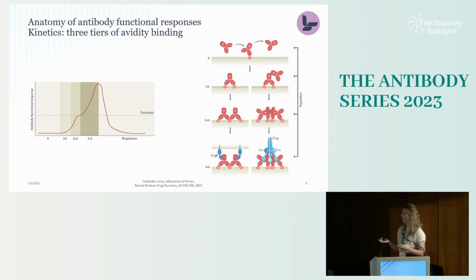And lastly, I'd like to highlight that really these interactions with immune effector molecules are really dependent on the density of the antibody's binding. So a certain density is required before you reach a threshold to trigger those effector functions, so to trigger third order avidity. And we can then individually manipulate those tiers to increase these natural antibody effector functions. And I'm going to highlight some examples later.